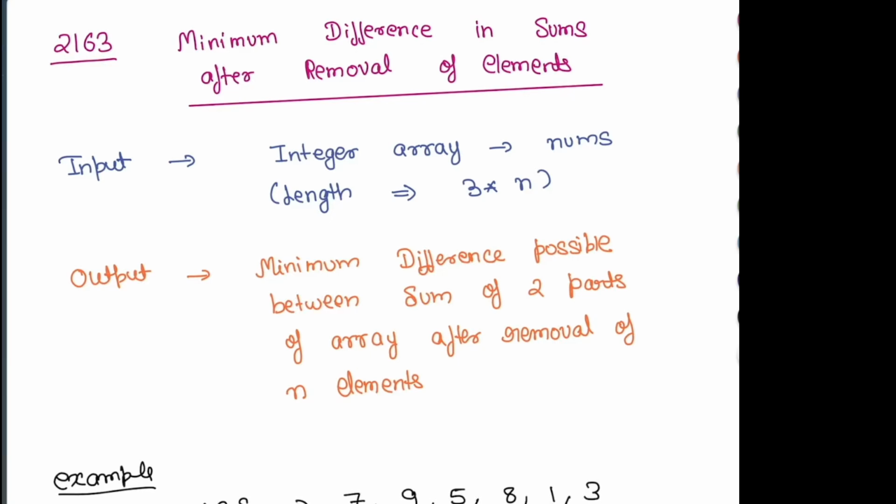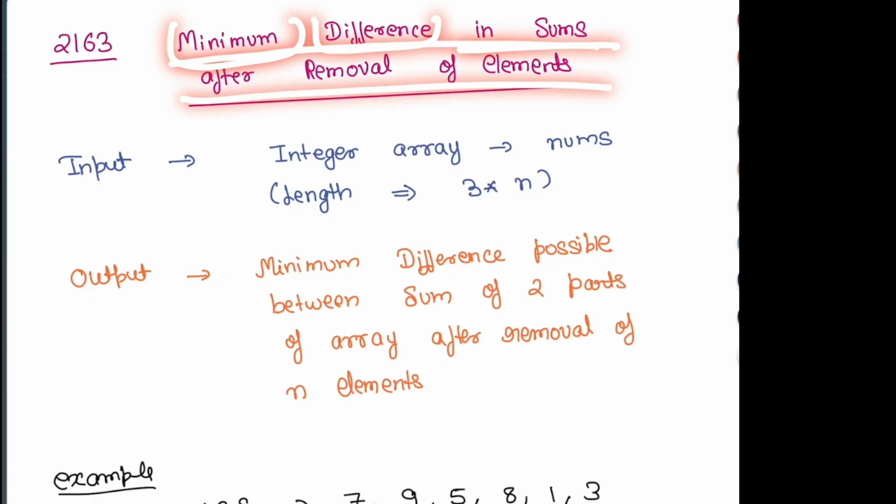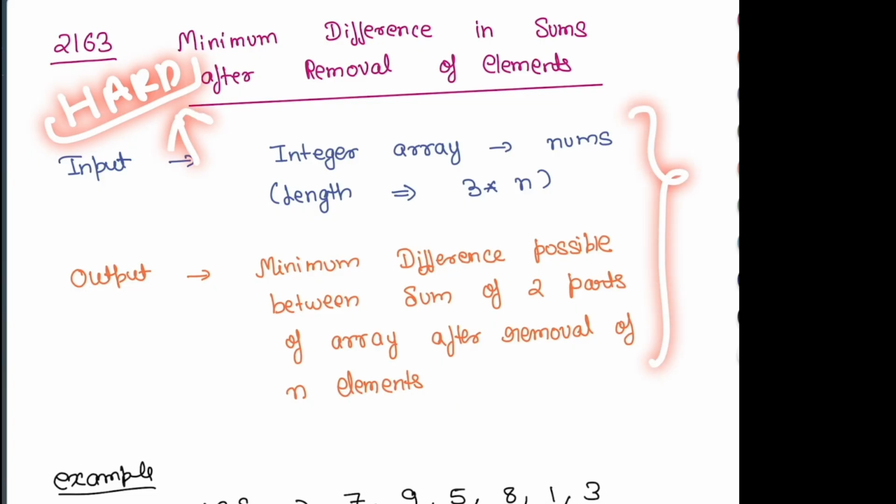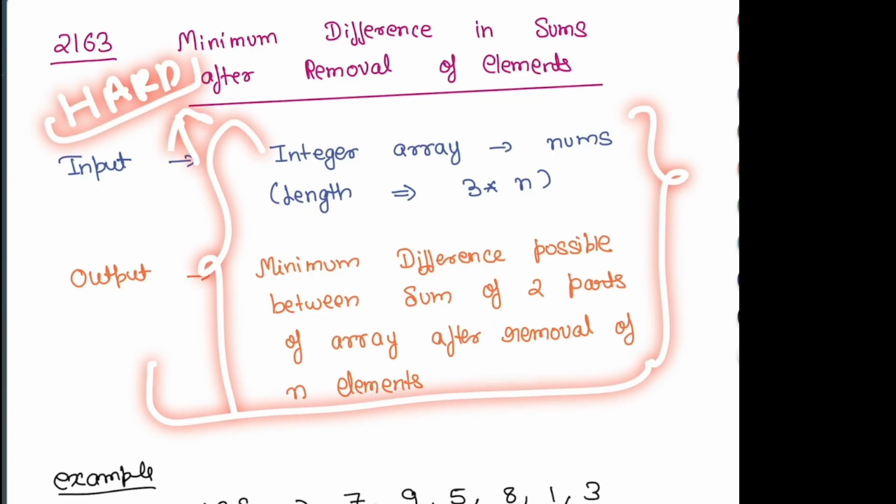In this video, we are going to solve the Leetcode problem of the day, and the problem is minimum difference in sums after removal of elements. Now the problem category is hard level, and I would say the problem is a bit hard. From the understanding perspective, understanding the problem and the solution approach, it is a bit easy.